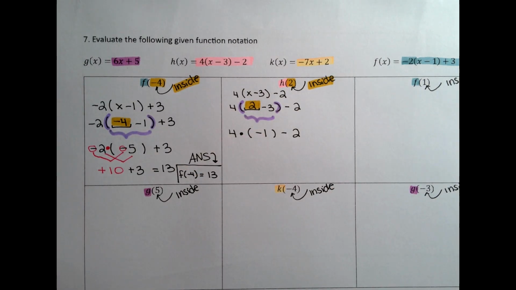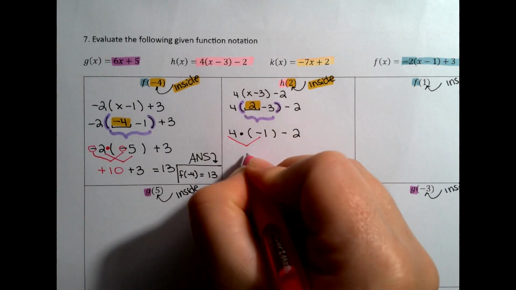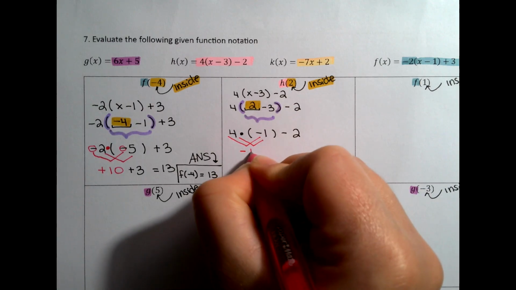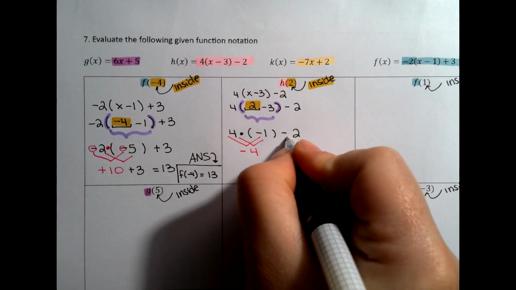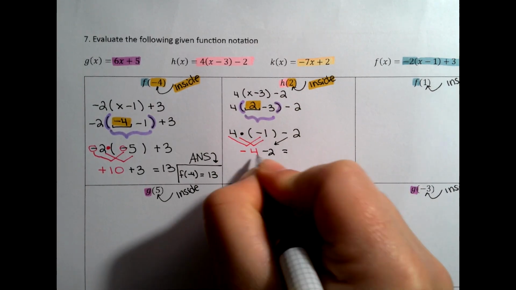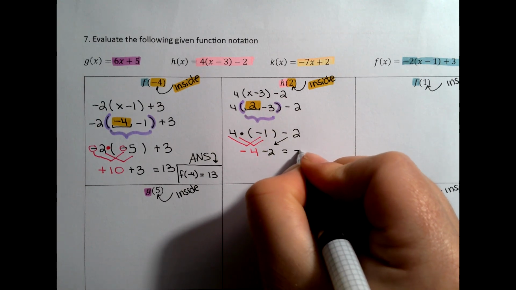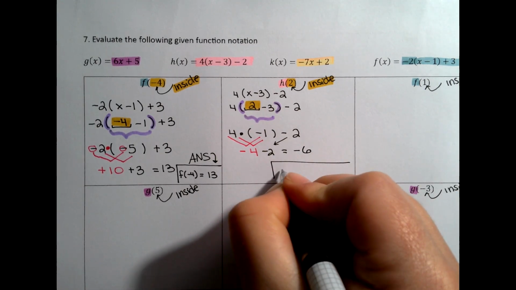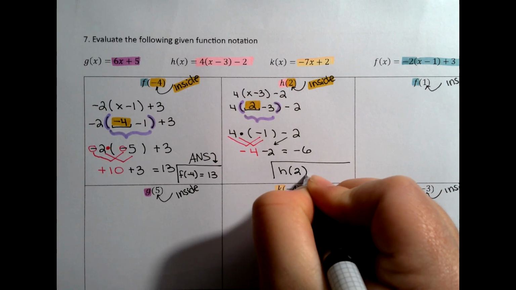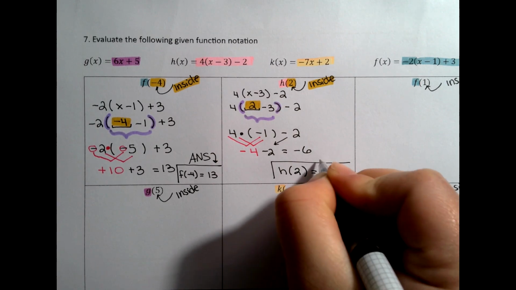We are going to be multiplying here. So same or different, different. 4 times 1 is 4. We do have this negative 2 here. So we get negative 4s and negative 2s. This counters at negative 6. Let's write our answer. H of 2 is equal to negative 6.